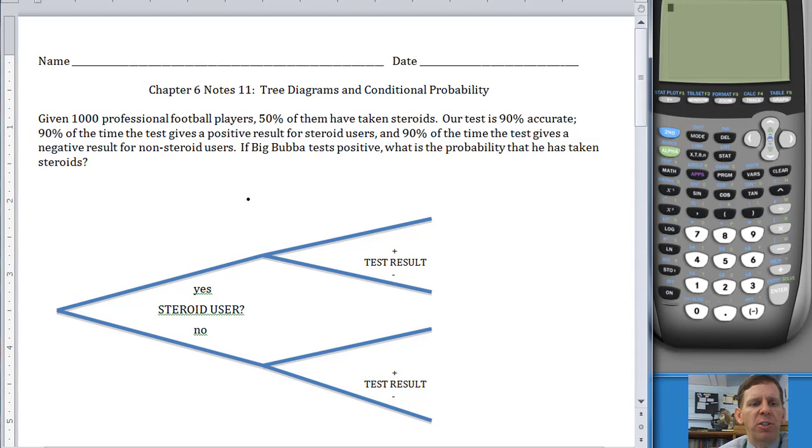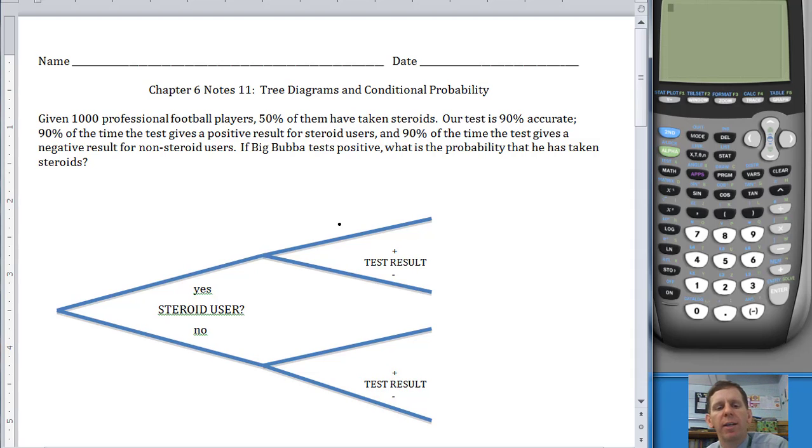Given 1,000 professional football players, 50% of them have taken steroids. Our test is 90% accurate. 90% of the time, the test gives a positive result for steroid users, and 90% of the time, the test gives a negative result for non-steroid users. If Big Bubba tests positive, what's the probability he has taken steroids?